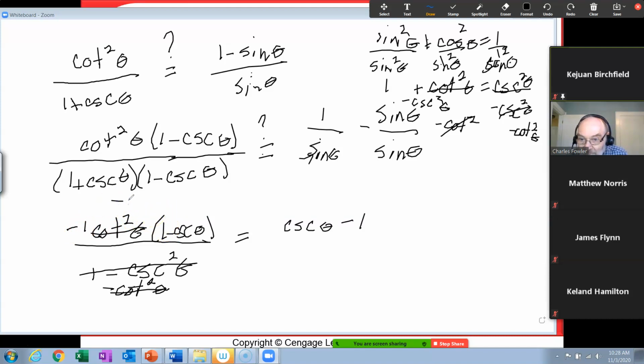Okay, over here we have a minus 1 times 1. That would be a minus 1. Minus 1 times a minus cosecant theta would be a plus cosecant theta. And these two are indeed the same. Cosecant theta minus 1, cosecant theta minus 1. So yes, no more question mark here. Those are the same identities. Now, the book probably did it a different way.